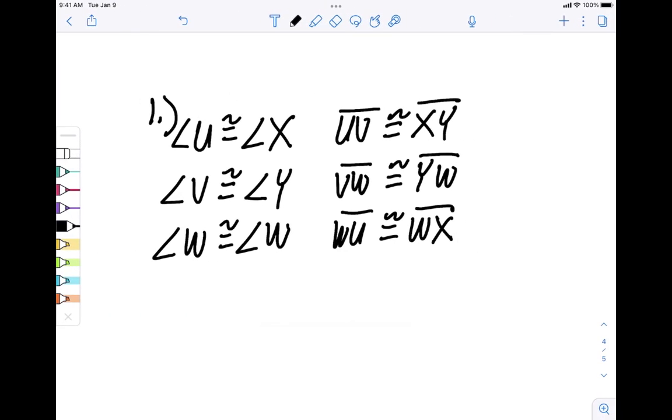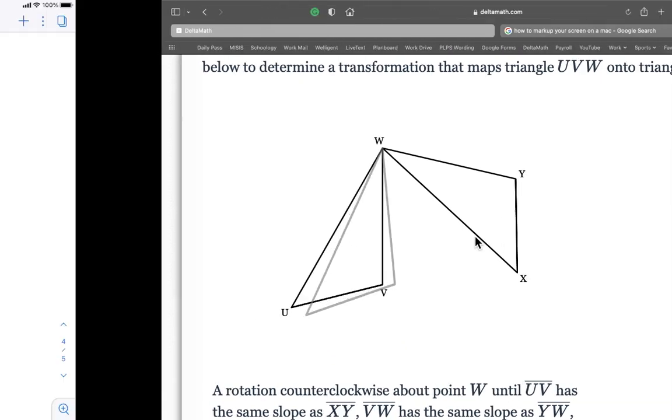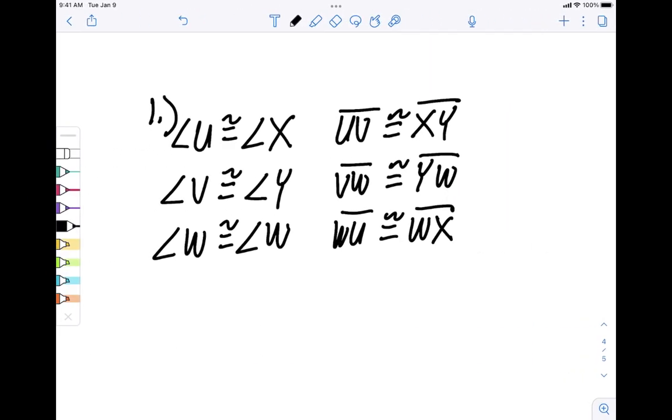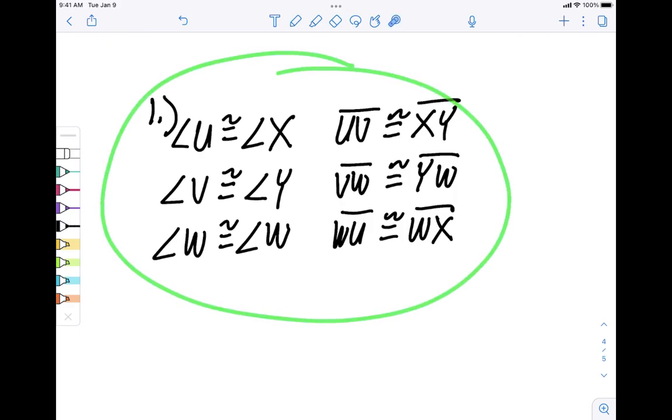So there we are. This is what you're going to do on the assignment today. Make sure that you do these congruences for every single problem, all right?